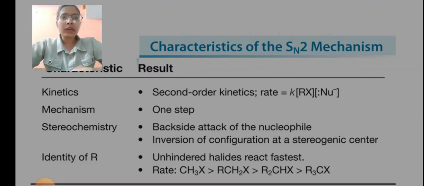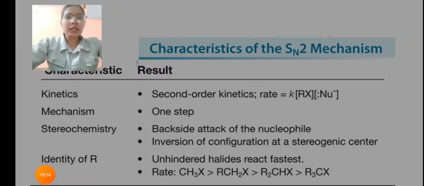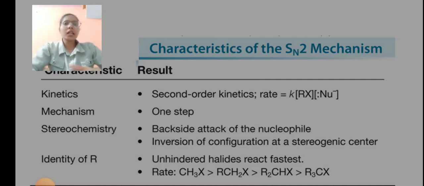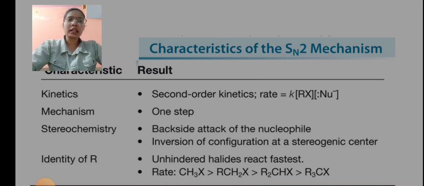Characteristics of SN2 mechanism. So let's see characteristics and result. First, kinetics. Second order kinetics. Rate is equal to k into concentration of RX and concentration of nucleophile. Mechanism, that is one step. Stereochemistry, backside attack of the nucleophile and inversion of configuration at the stereogenic center. Identity of R. Unhindered halides react fastest. Rate is equal to CH3X is more than RCH2X is more than R2CHX is more than R3CX.